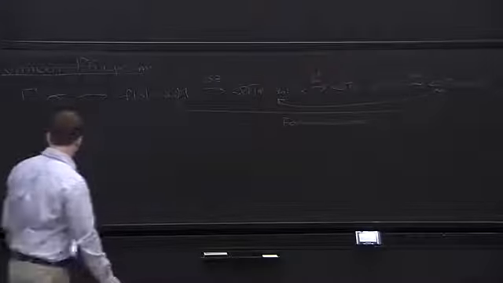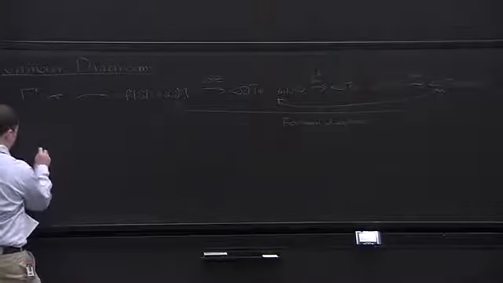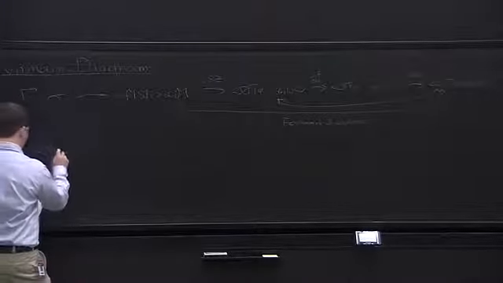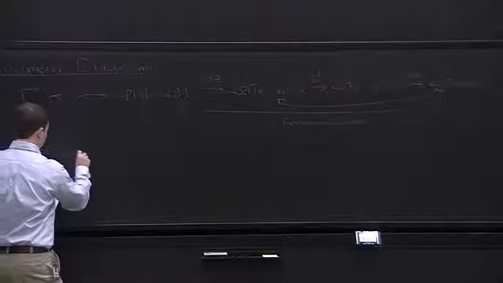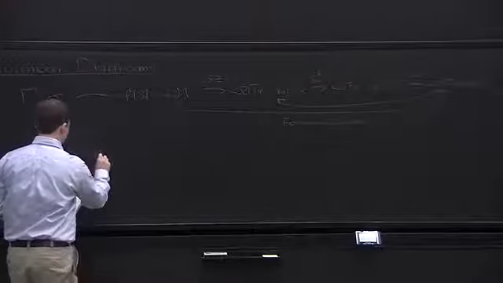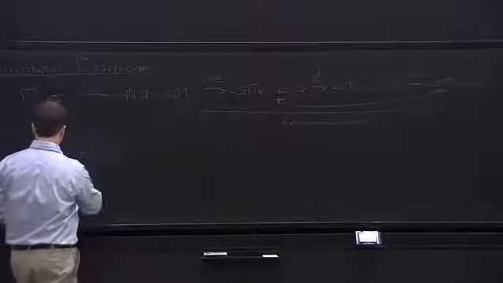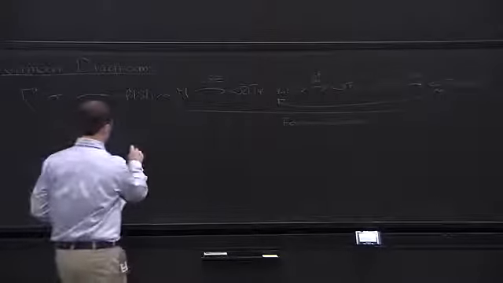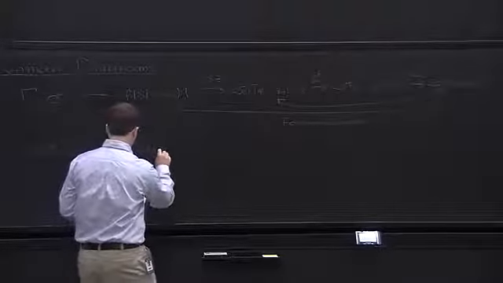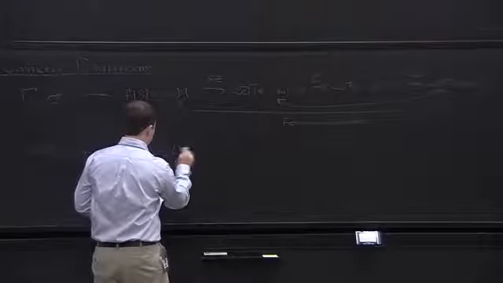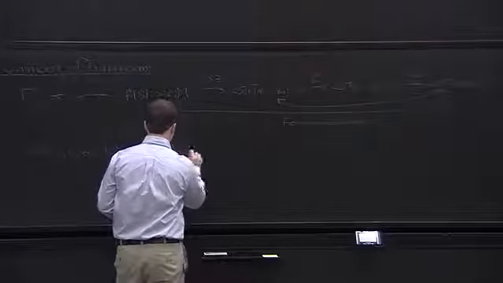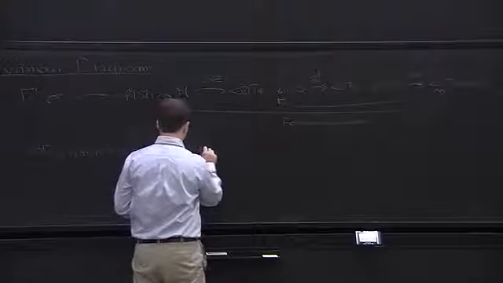So if we look at the expression we concluded yesterday's lecture with, we computed the free Green's function here, and what we found was this. Using Wick's theorem, we found that this was the sum of products of Feynman propagators.